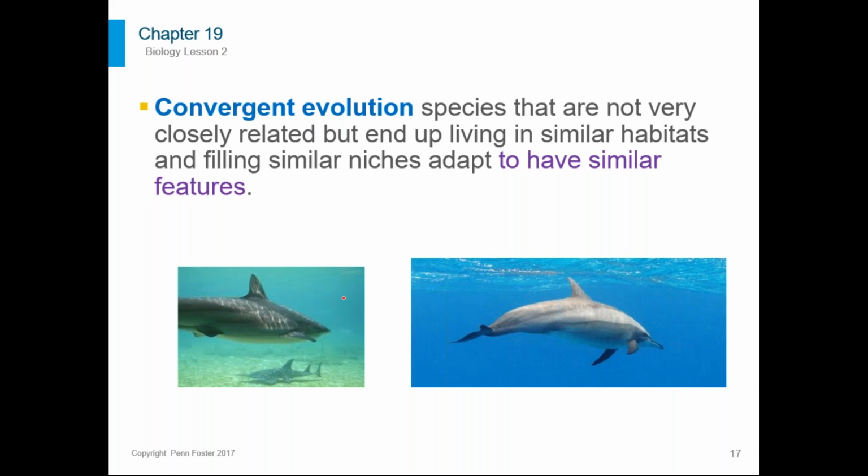So very different backgrounds, but because they live in the same environment, they both live in the ocean, they both hunt fish, they need to have similar traits. So they ended up with the same basic body shape, the same fin placement, and they swim through the water in a similar way. So this is convergent evolution, really, really different species that ended up with a lot of similar traits because they ended up in the same environment.